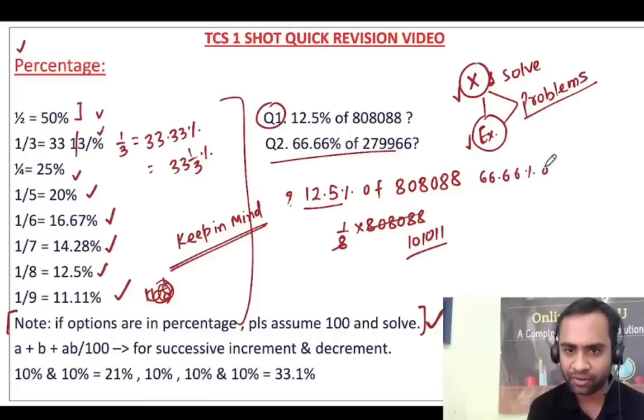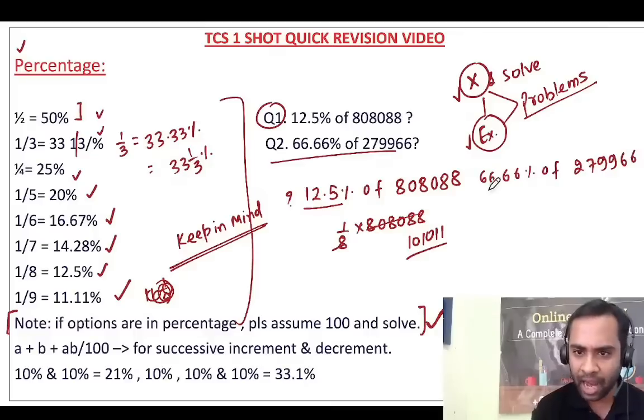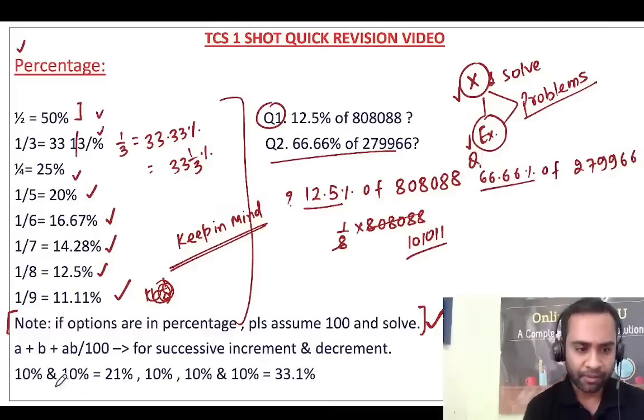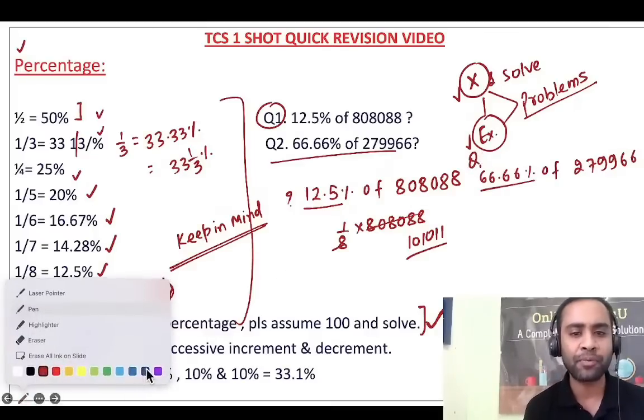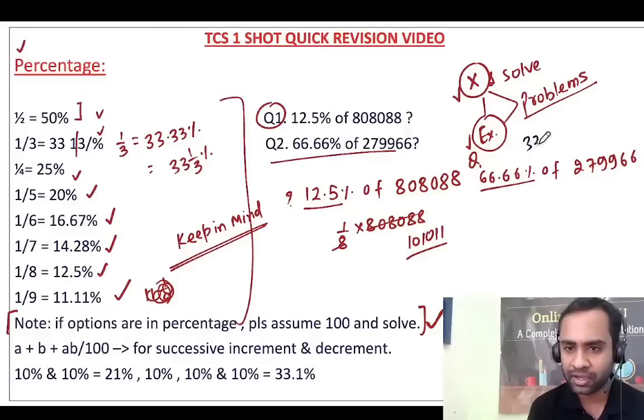Then sir, you said 66.66 percentage of 279966. Sir, about this you did not say. Friends, then I said you have to use your common sense. So 33.33 percentage is what? Sir, it is 1 by 3. Then 66.66 will be nothing but 2 times, so sir, it will be 2 by 3.